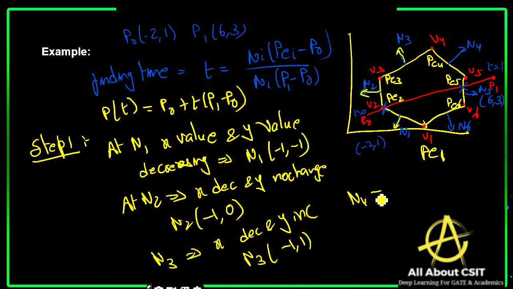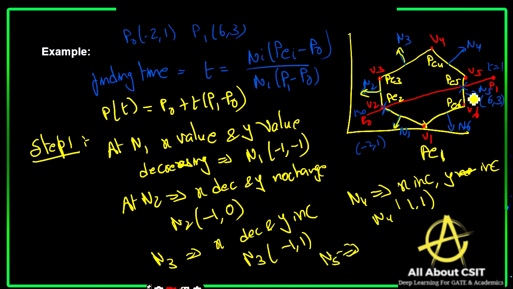Now n4. See here, in n4, x is increasing and y is also increasing, both are increasing. So n4 is 1 comma 1. At n5, x is increasing and y no change, 0. And finally n6 coming down. So x is increasing and y is decreasing. So 1 comma minus 1. So these are all the normal vectors.